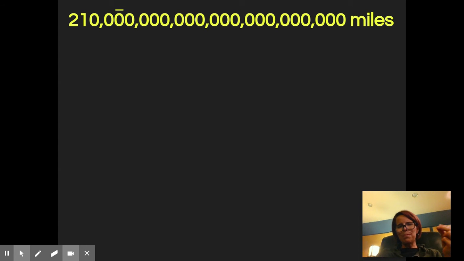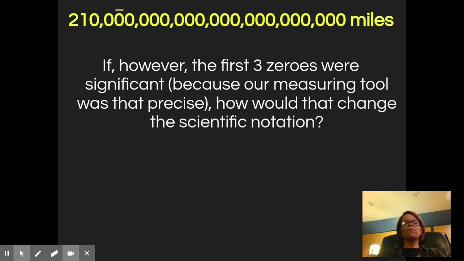Remember, there's this naming convention where you can make a line over the zero. Do you see the line over one of the zeros here? That's not a real efficient way of doing it. So scientific notation provides a better way of doing it. In this example that I have, the first 3 zeros were significant. It implies that our measuring tool was actually that precise, and it was 21000 on our measuring tool, and then the rest of it is just estimated. The rest of it is just rounded off.